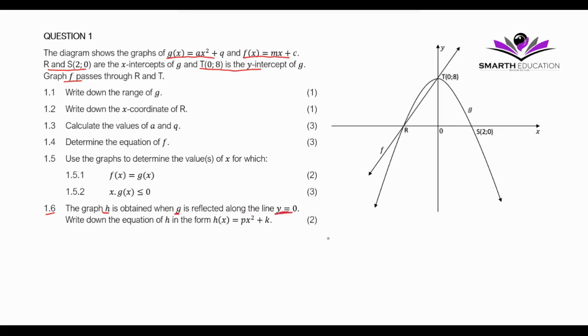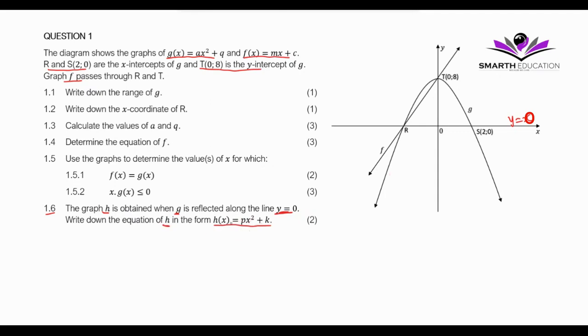Right, which line is this? The line y is equal to 0 is the x-axis. So it means g is reflected along the x-axis. Write down the equation of h in the form h of x is equal to px squared plus q.